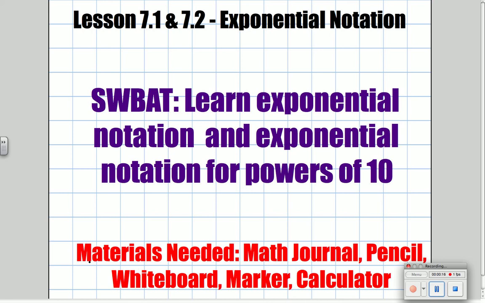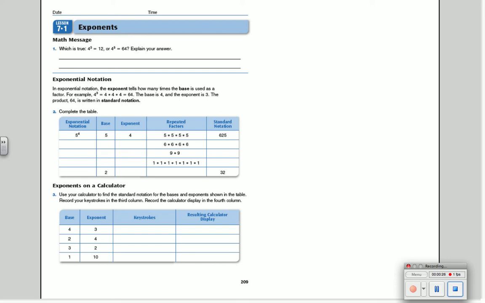The materials you will need include your math journal, pencil, whiteboard, marker, and a calculator. You actually do need a calculator for this lesson. All right, first up, turn to journal page 209.